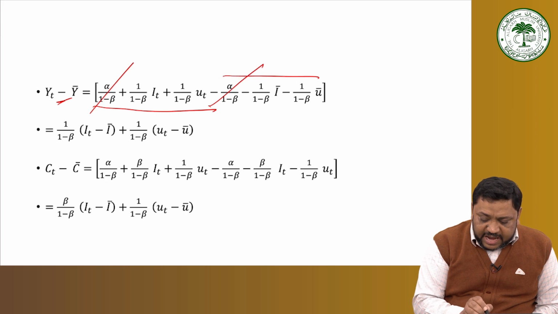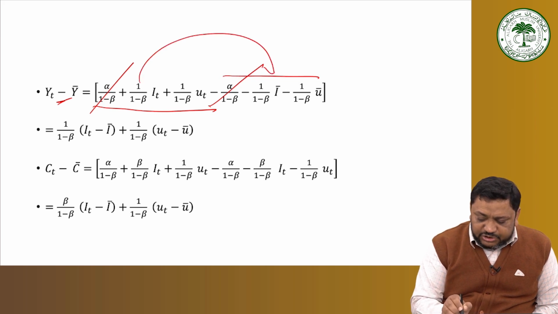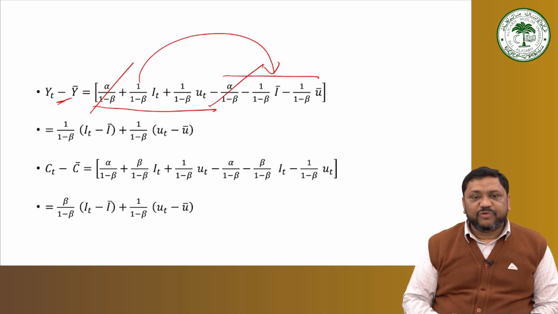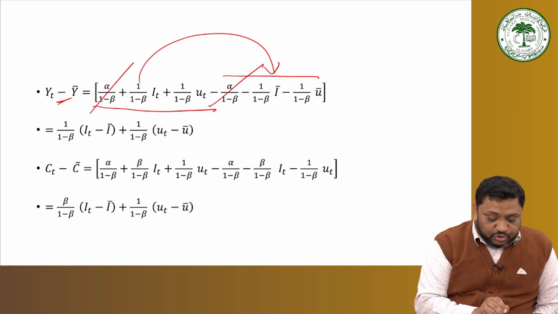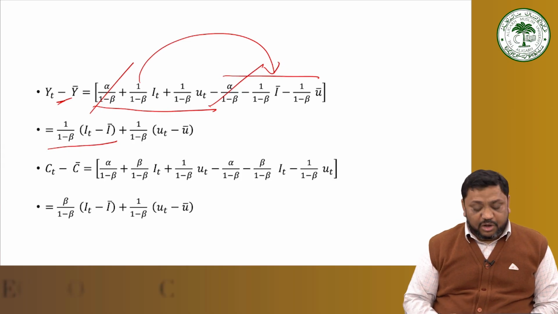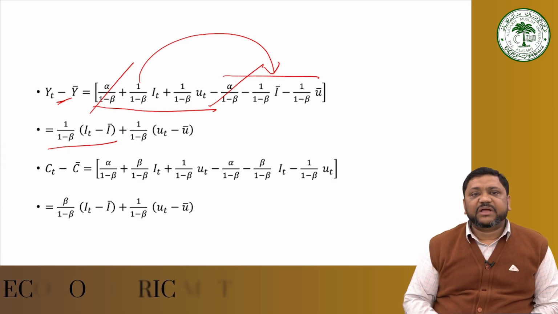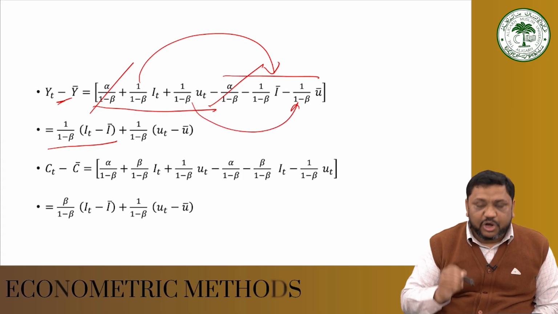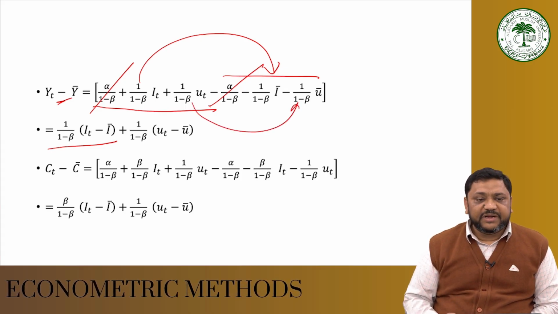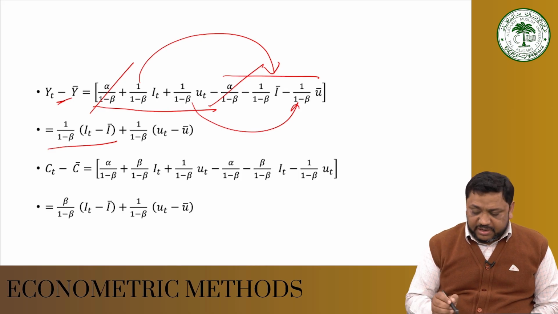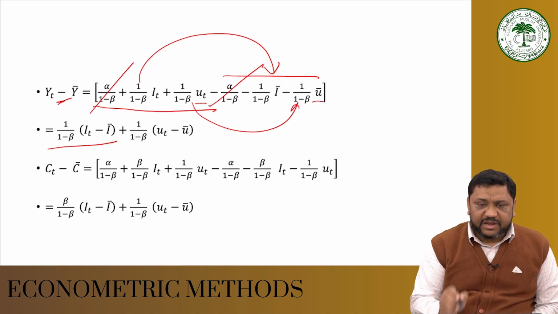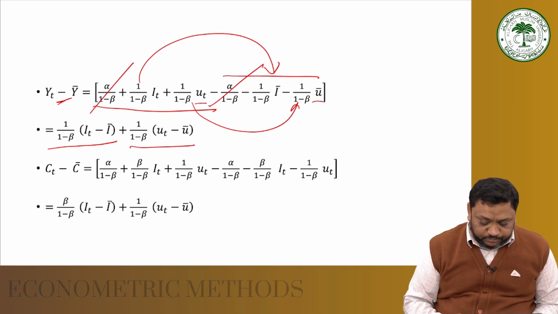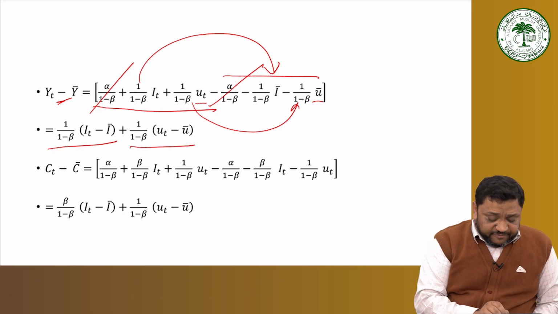They are similar terms with different signs. Now we can combine these two, that is 1 upon (1 minus beta) it minus 1 upon (1 minus beta) i bar. So taking 1 upon (1 minus beta) common, we can write in a bracket it minus i bar. Similarly, we take these two terms common, that is 1 upon (1 minus beta) times (ut minus u bar). We have taken ut and u bar and 1 upon (1 minus beta) as common, so we get the second term. We do the same thing for ct.